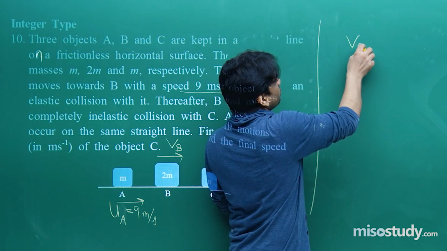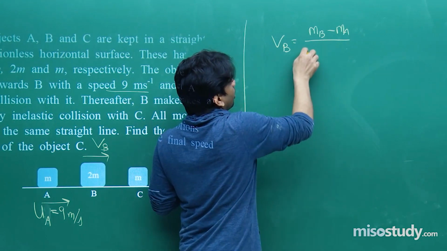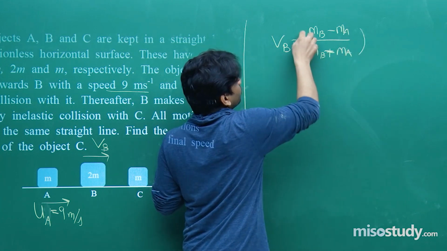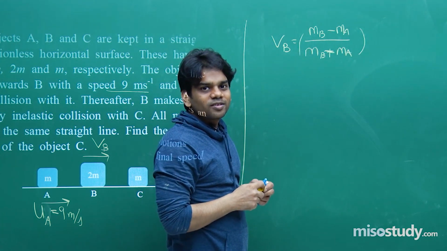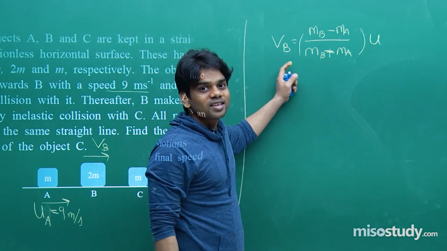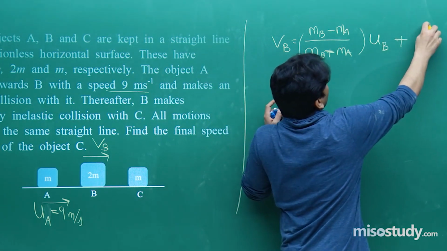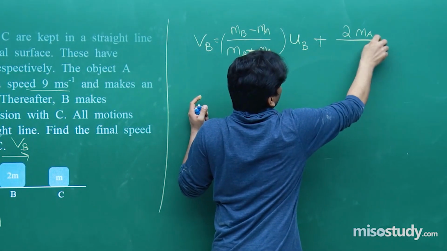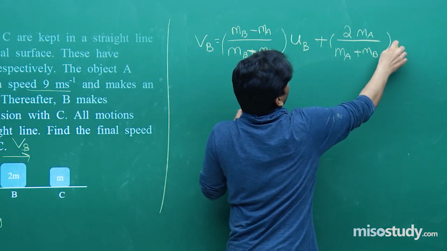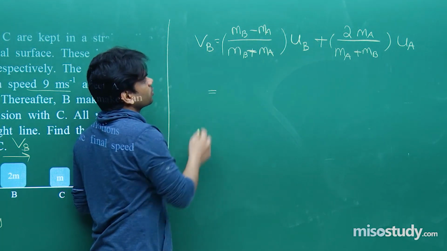So final velocity of B will be given as (mass of B minus mass of A) upon (MB plus MA) multiplied with the velocity of B, you must be remembering I have discussed this formula with you all, plus twice of mass of A divided by (mass of A plus mass of B) multiplied with velocity of A. This is how you have to approach. Now you have to only put up the values.